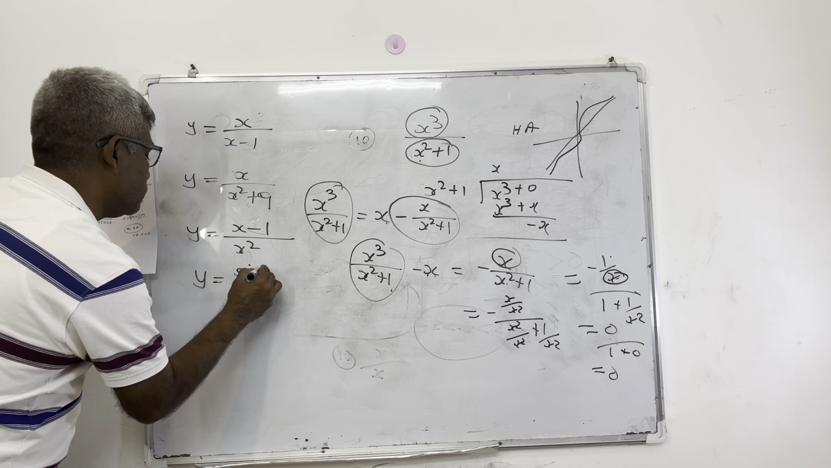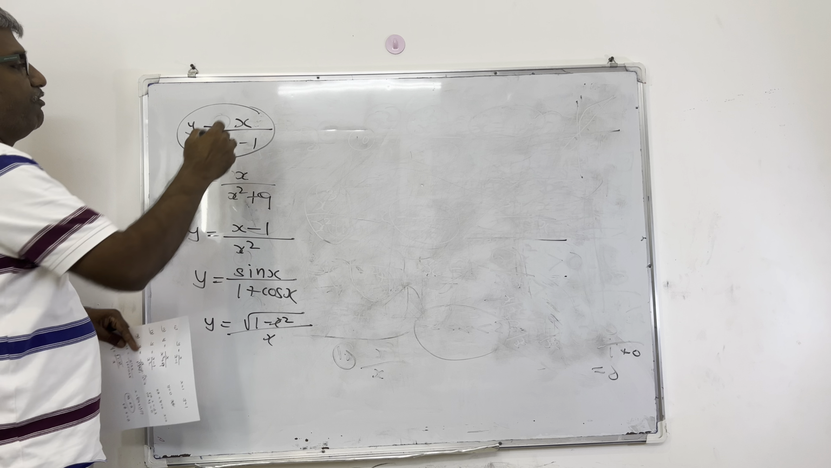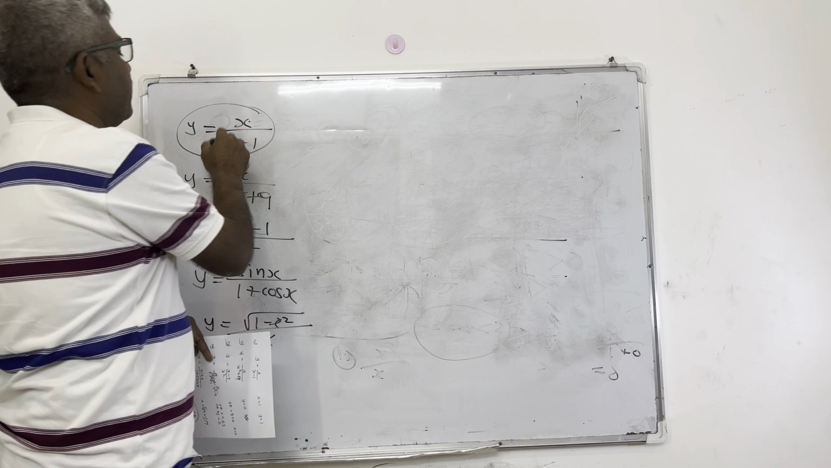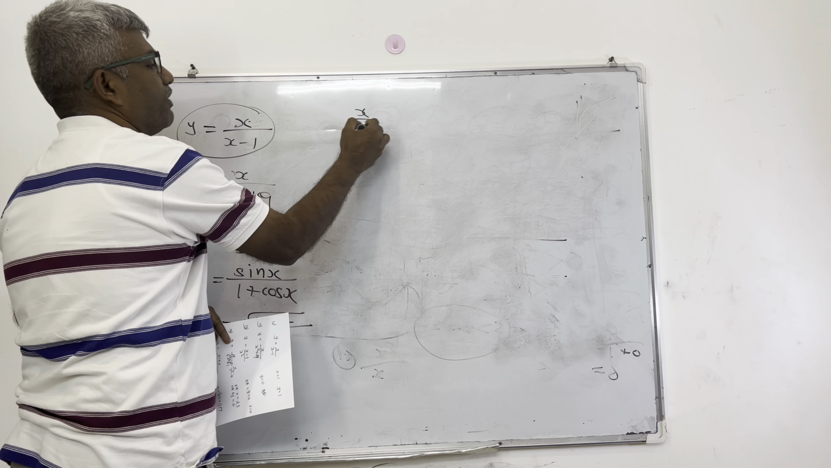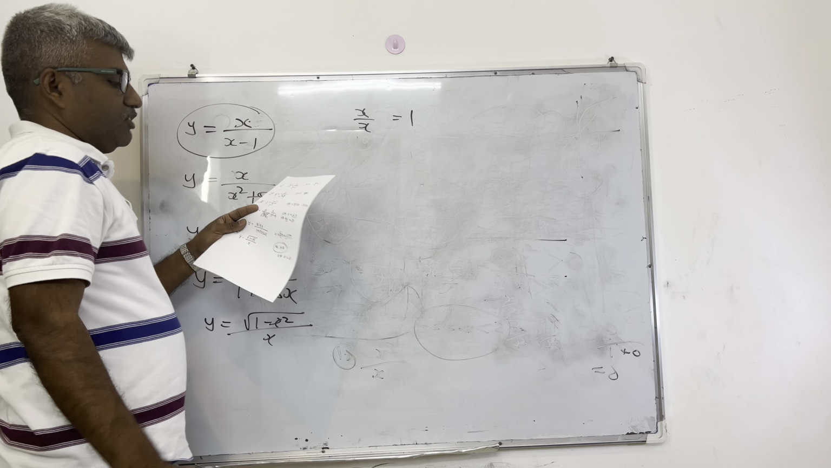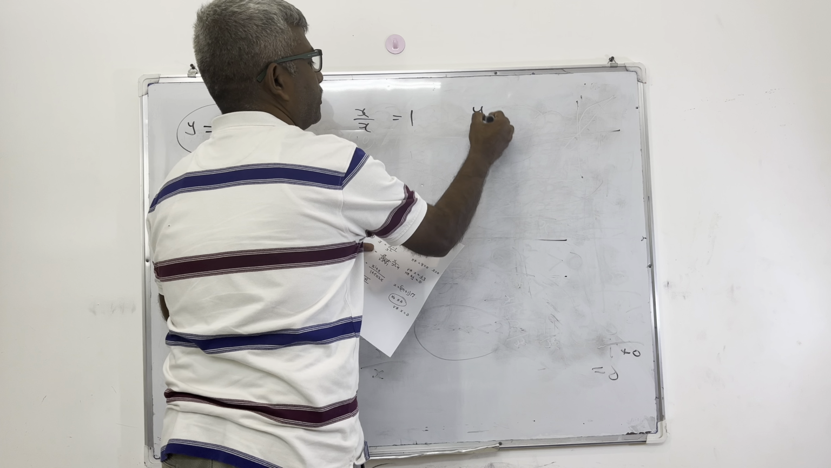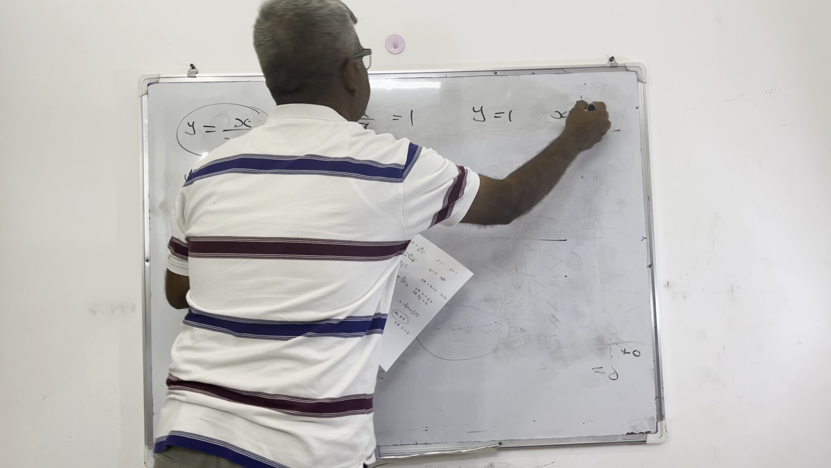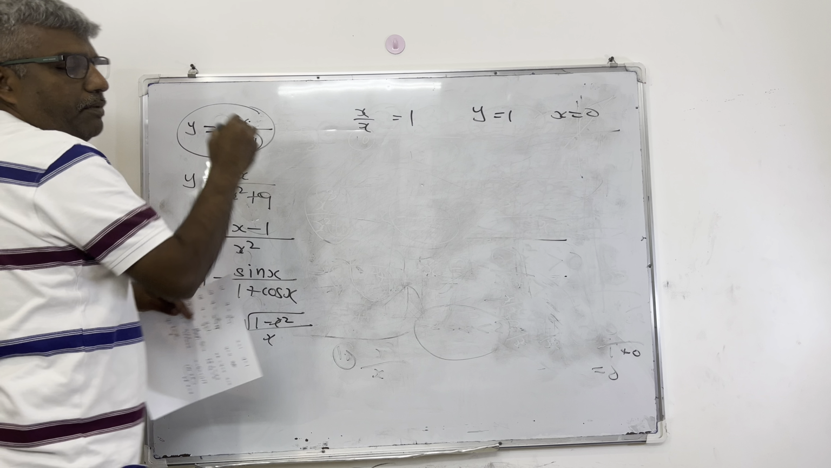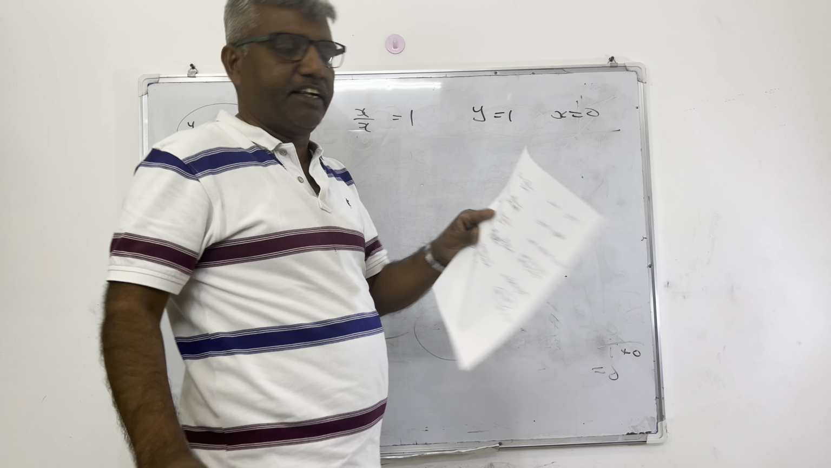In the horizontal and vertical asymptote lesson, I am explaining with more examples. This one I already told you: if the numerator and denominator highest power is x over x, the coefficient is 1. So the horizontal asymptote is y equal to 1, and x equal to 0 is the vertical asymptote, because the denominator at x equal to 0 is undefined.